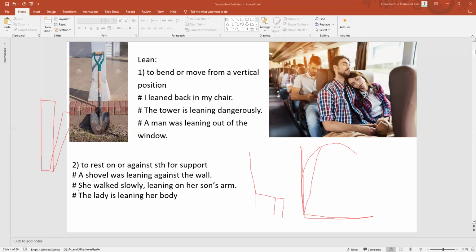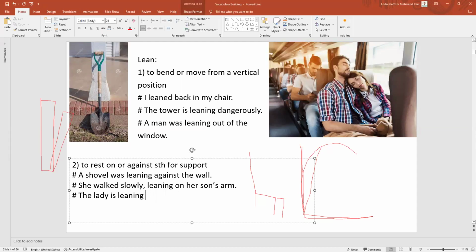Then the second one is: she walked slowly, leaning on her son's arm. An old woman is walking with her son, and for comfort, she is leaning on her son's arm. Now, if you look at this picture, this lady is peacefully traveling on the bus with her husband, leaning on her shoulder.